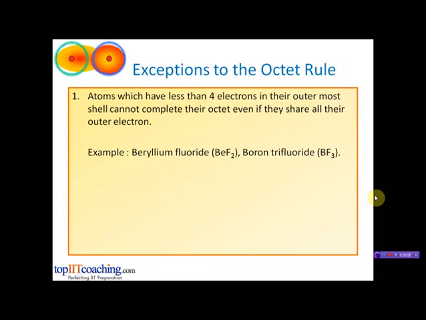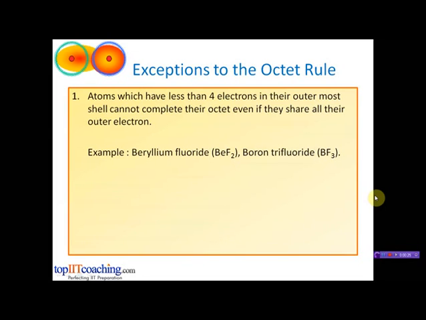Before discussing the Lewis structures of some of the examples, we discussed that there are certain exceptions to the octet rule. We discussed how hydrogen requires 2 electrons instead of 8 to gain stability. There are some other exceptions to the octet rule as well. Let's take them one by one.